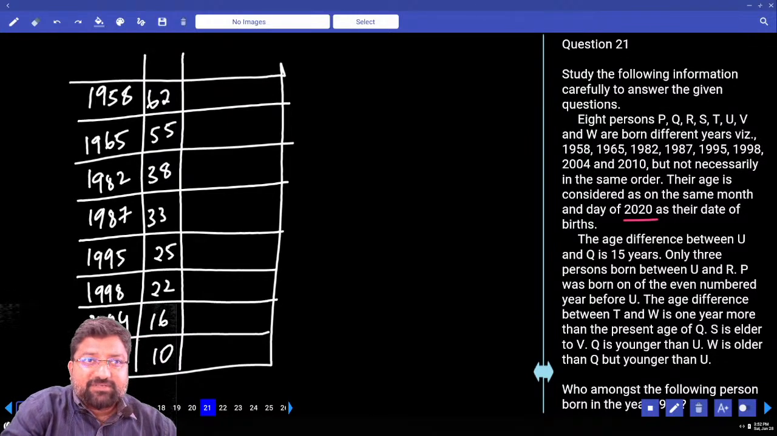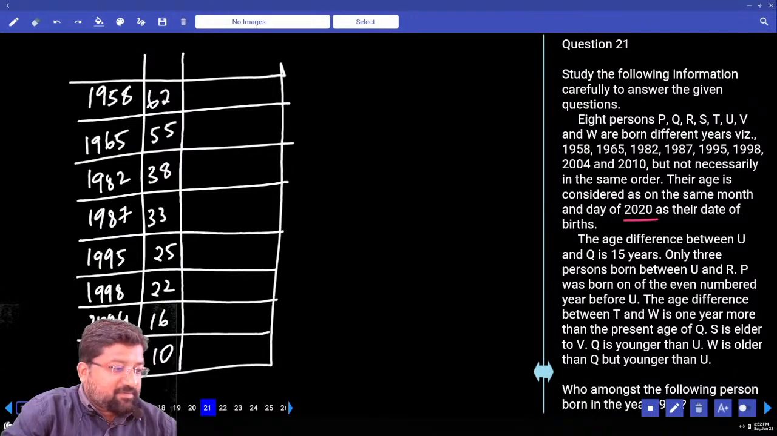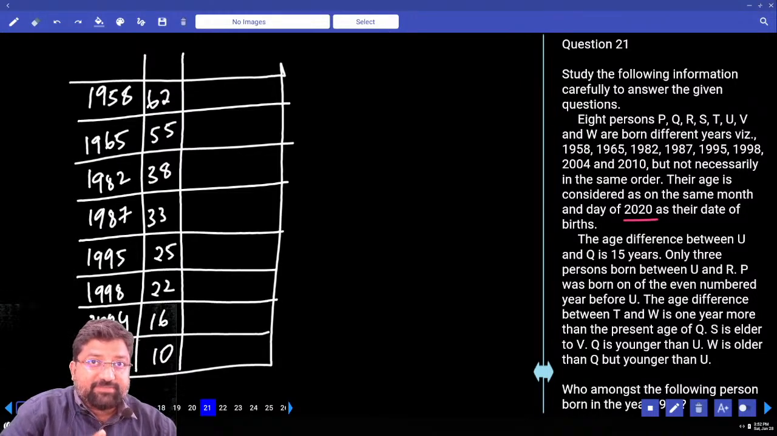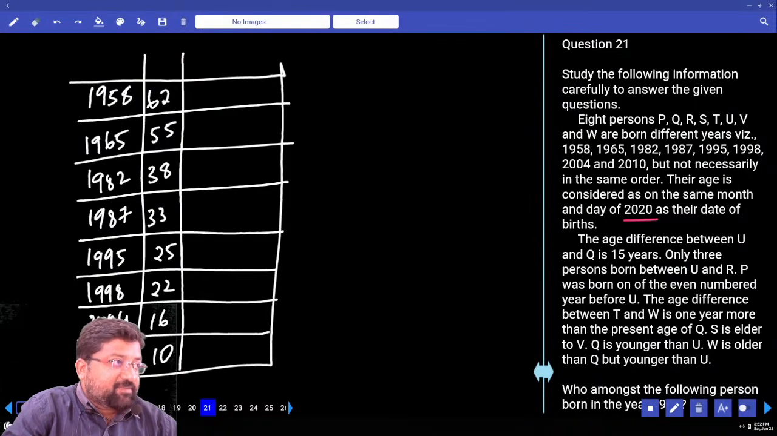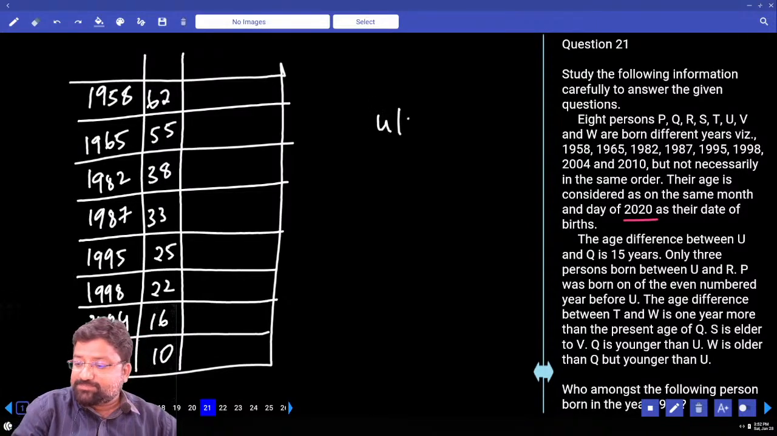Do you have it? Tell me if it is there or not. Speak up. I told you hundreds of times, you have to interact with the faculty. So the difference between the ages is 15. 10 plus 15, 25. Do you have it? Yes. So U and Q can be either 10 or 25.